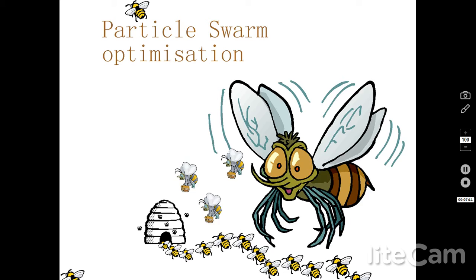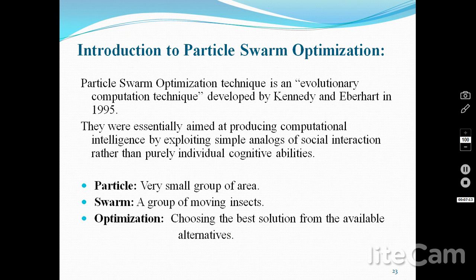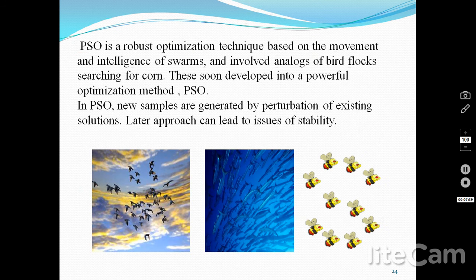Particle swarm optimization. Introduction to particle swarm optimization. It is an evolutionary computation technique developed by Kennedy and Eberhart in 1995. They essentially aimed at simulating social behavior by exploiting simple analogs of social interaction rather than purely individual cognitive abilities. Particle, a very small amount of matter. Swarm, a group of moving insects. Optimization, choosing the best solution from the available alternatives.